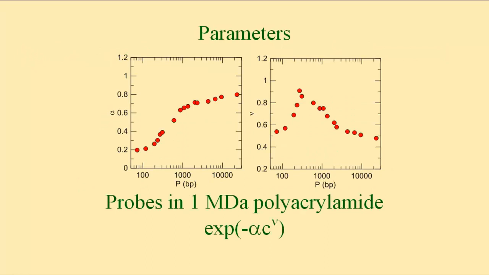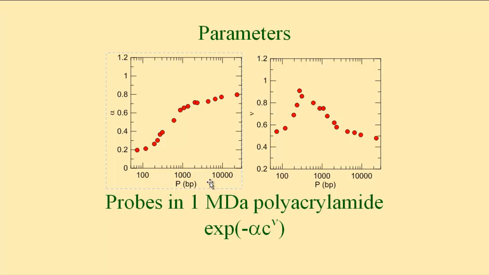In closing, we showed that there is a systematic phenomenology for how the electrophoretic mobility depends on concentration. It depends on concentration quite systematically as a stretched exponential, exp(minus alpha c to the nu), and therefore there are those two parameters, alpha and nu, that both depend on the probe size. Well, how do they depend on probe size?